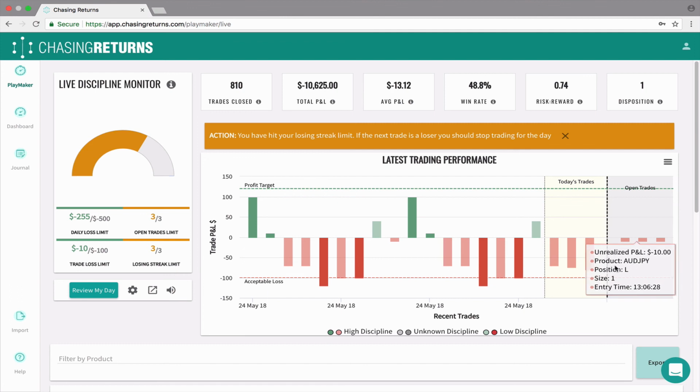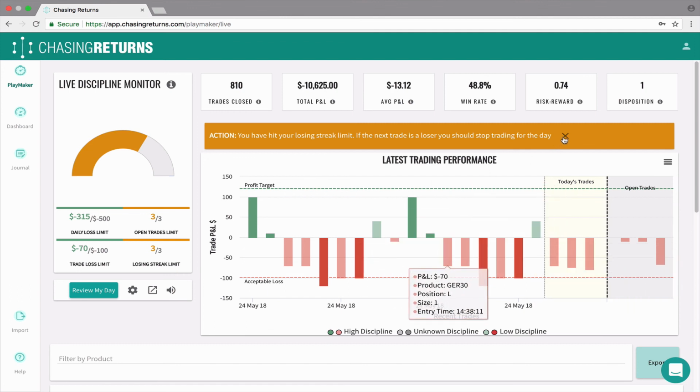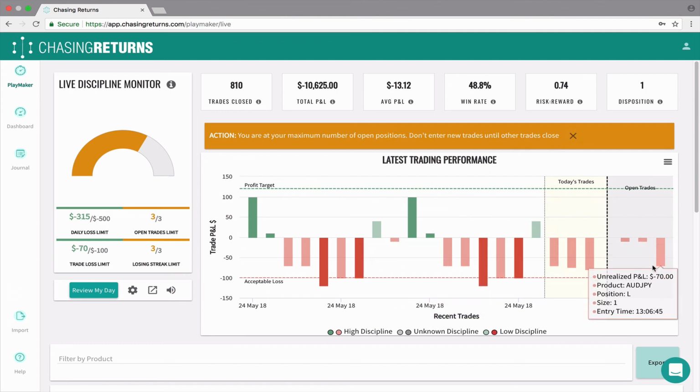And as you can see here, I'm going to get rid of this. Live trades are popping in as you execute them. We're helping you track that you're staying on target, and we're giving you guidance when you're over trading.